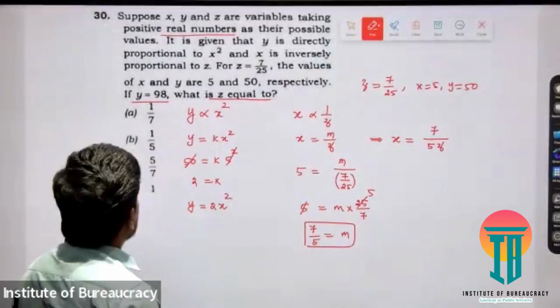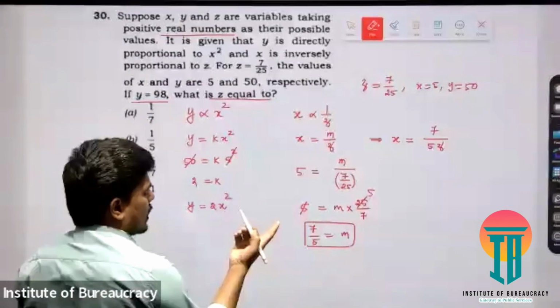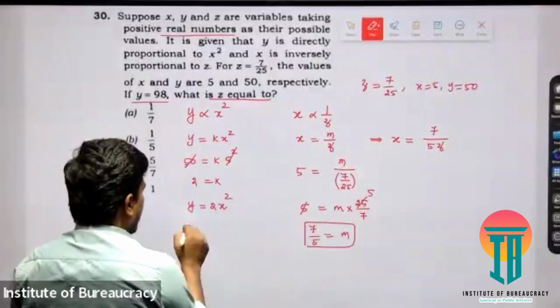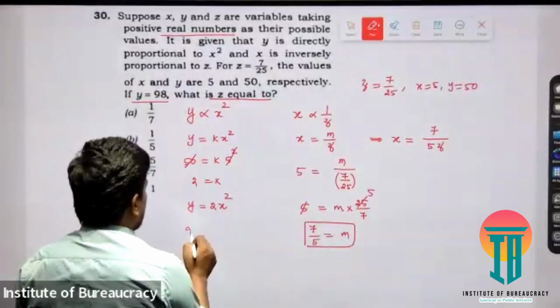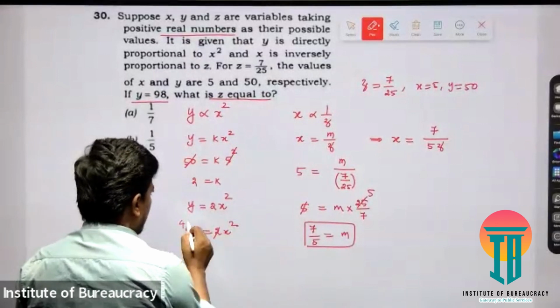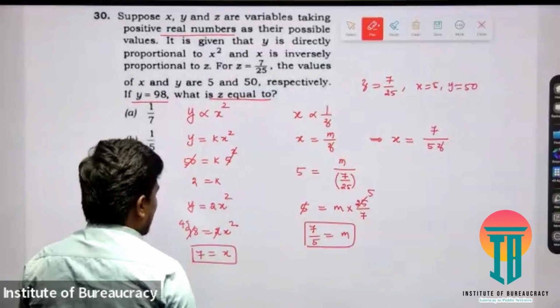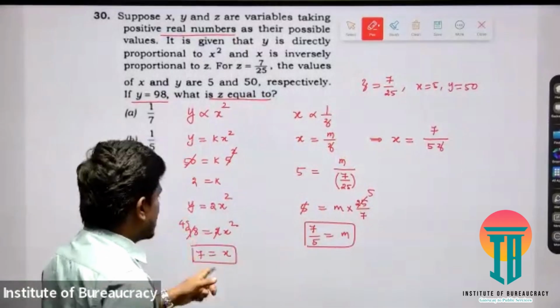Okay. Now what they say, y is equal to 98. When y is equal to 98, what is the z value? That's what I wanted to find. So now we substitute here y is 98. 98 is equal to 2x square. Just it is 49. Therefore, your x is equal to 7. So y is equal to 98 means x is equal to 7.